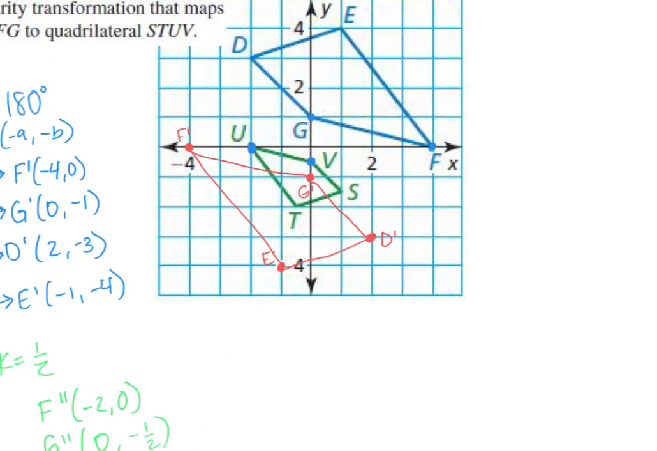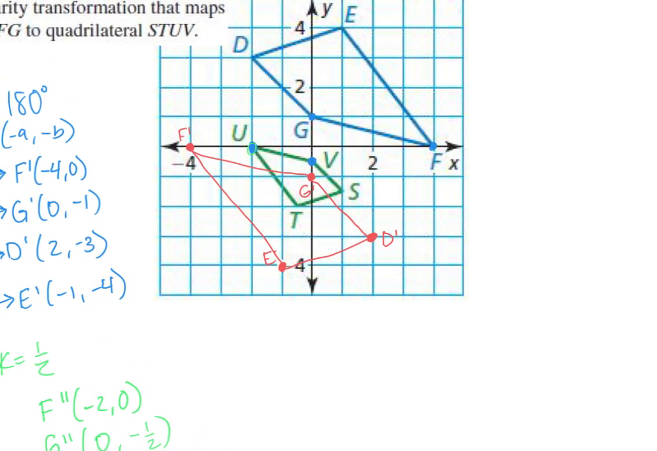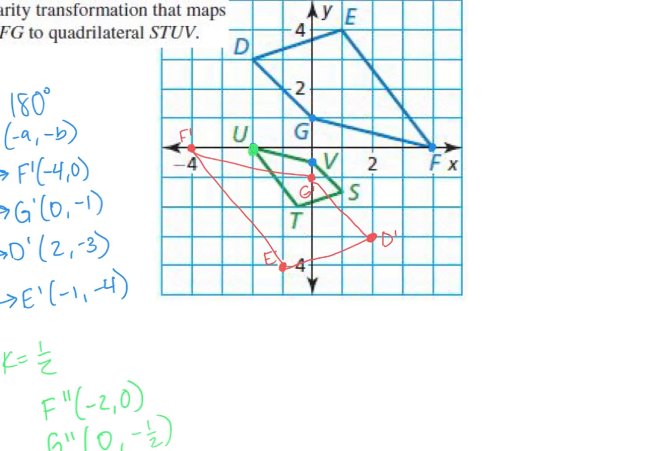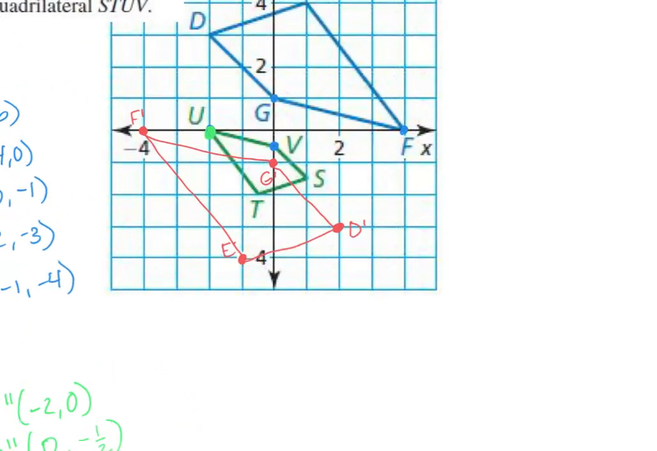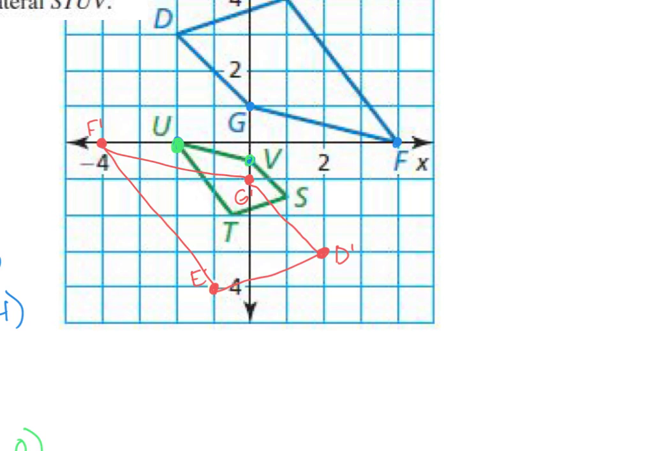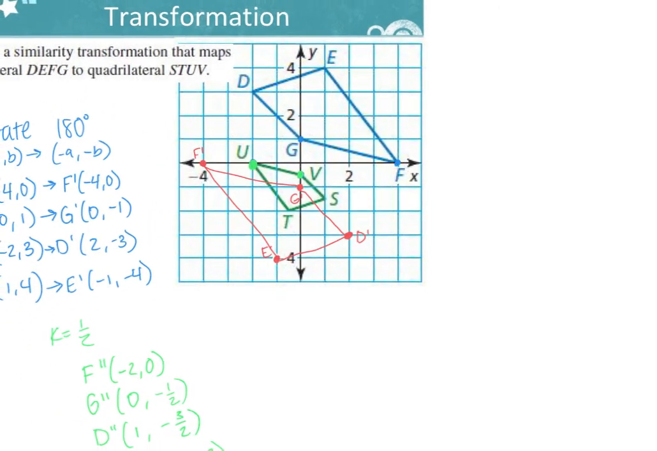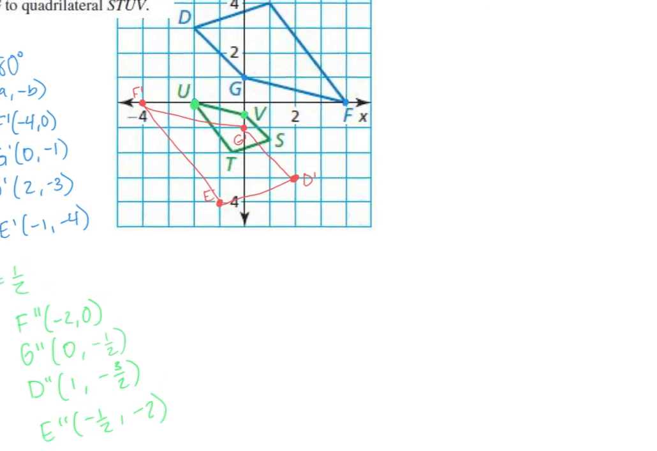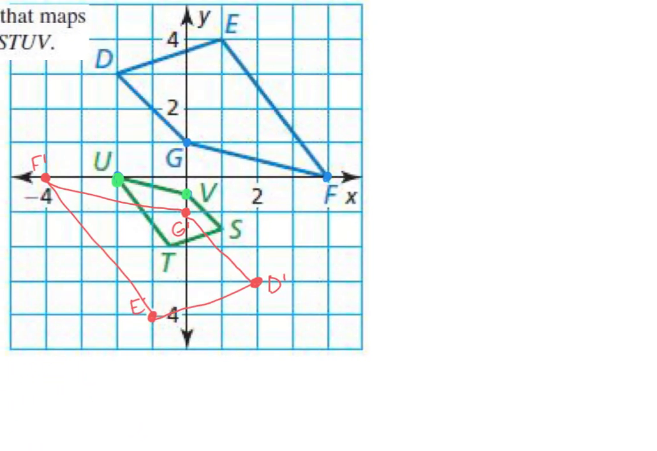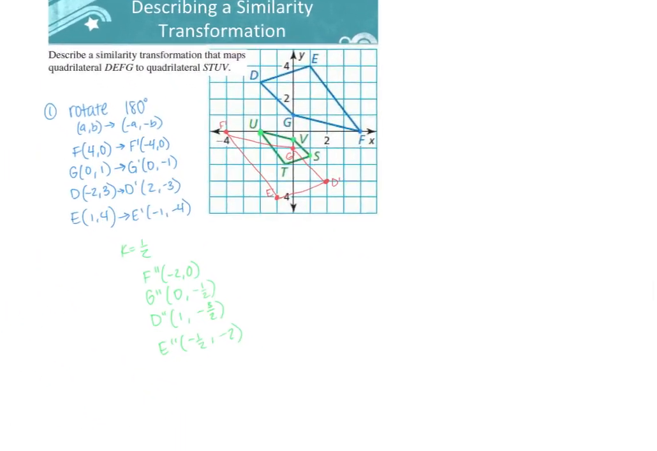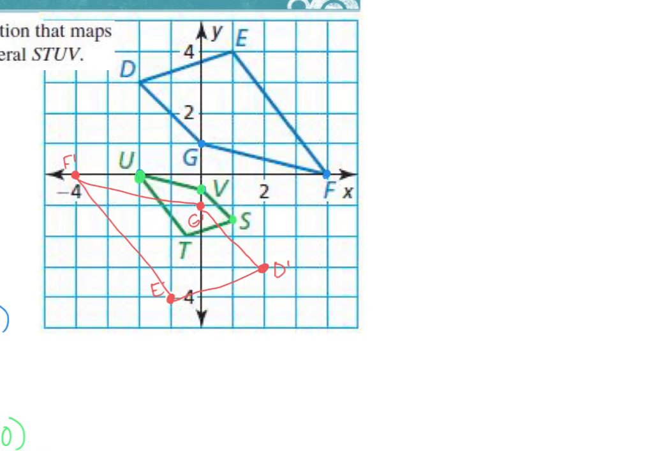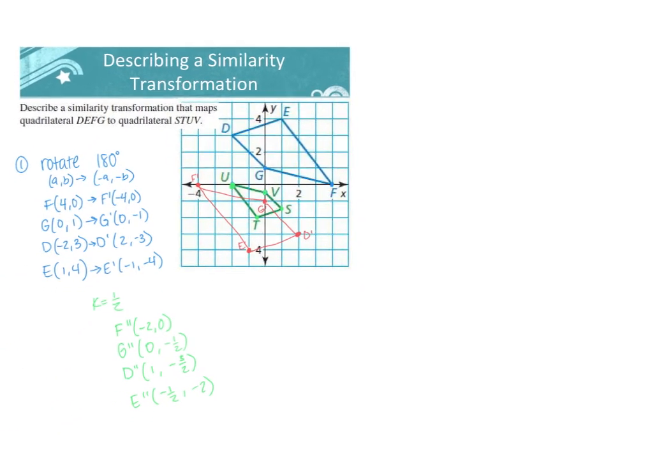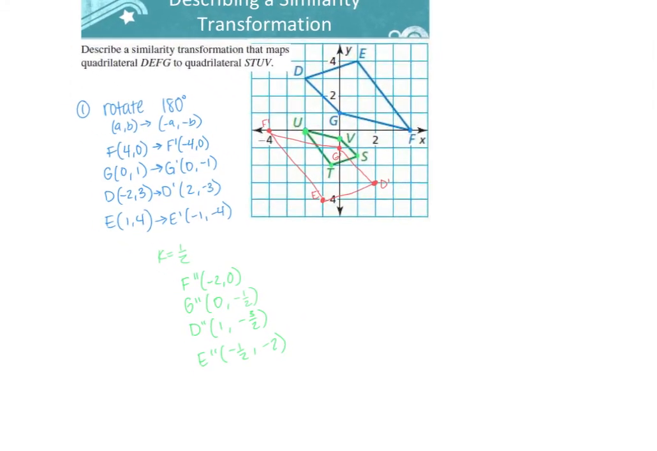So F double prime at (-2, 0), that's right here. Beautiful, that's now U. G double prime is at (0, -1/2), that's right here. Good. D double prime is at (1, -3/2), which is -1 1/2. That would be right here. And T is at (-1/2, -2), right here. That exactly is our green quadrilateral, so we're good to go.